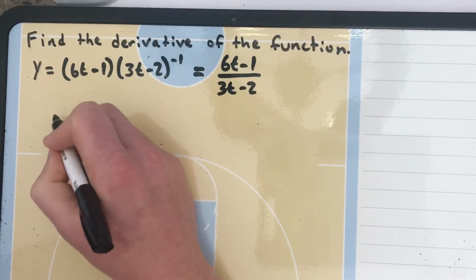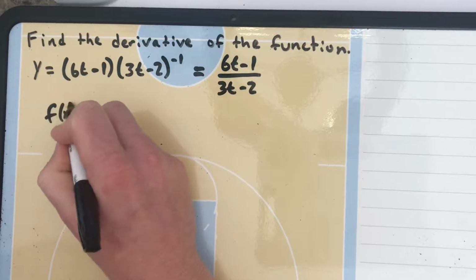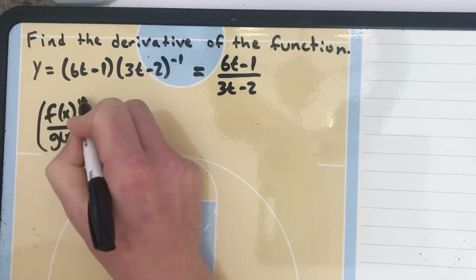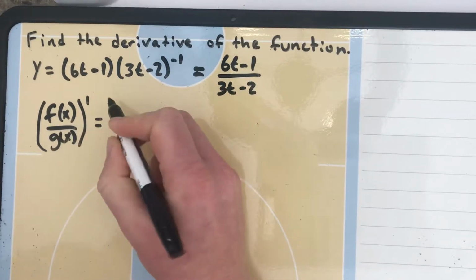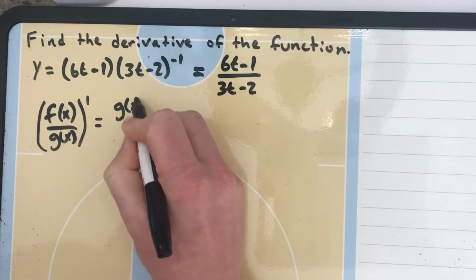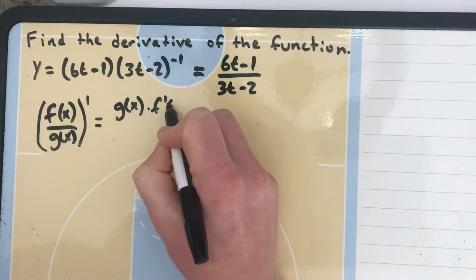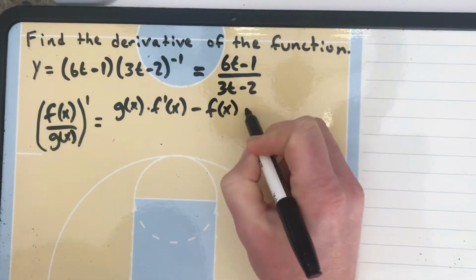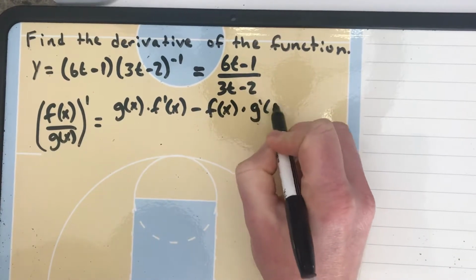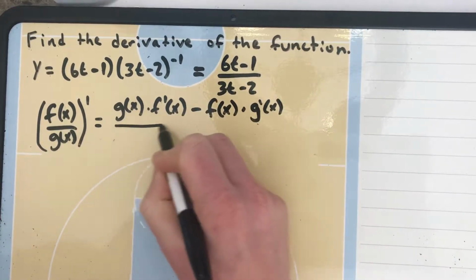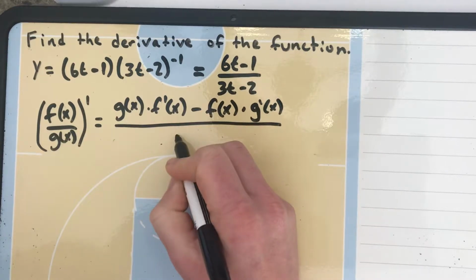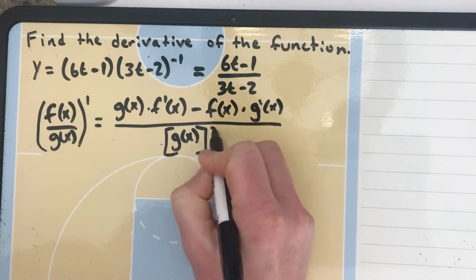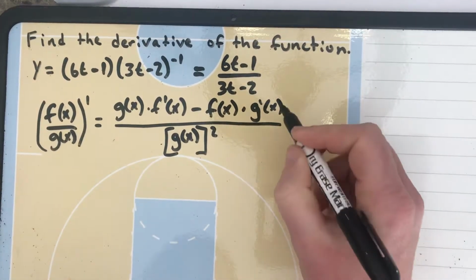The quotient rule, if you remember, is f of x over g of x. If we're going to take the derivative of that, that's going to equal g of x times f prime of x minus f of x times g prime of x, all over g of x squared. So we can start filling this in.